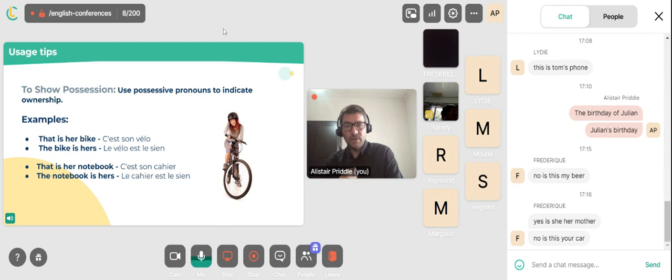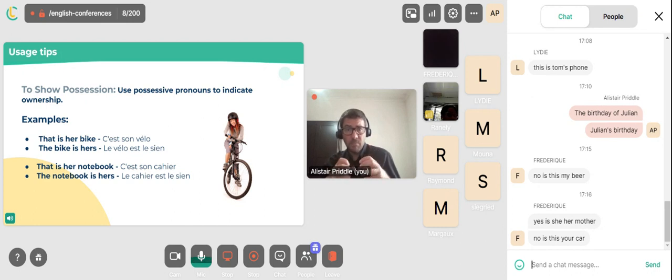So here are some tips for using possessive pronouns. To show possession, use possessive pronouns to indicate ownership. Examples: that is her bike. The bike is hers. That is her notebook. The notebook is hers.